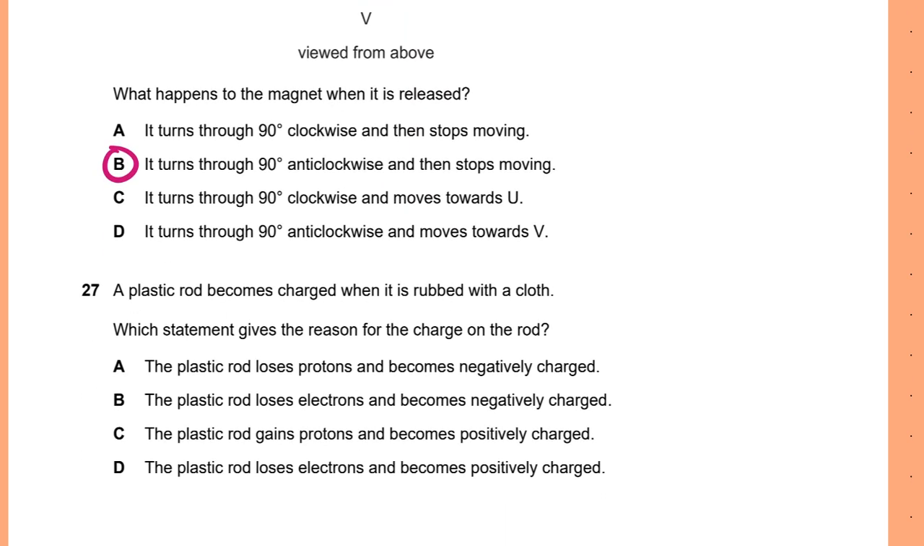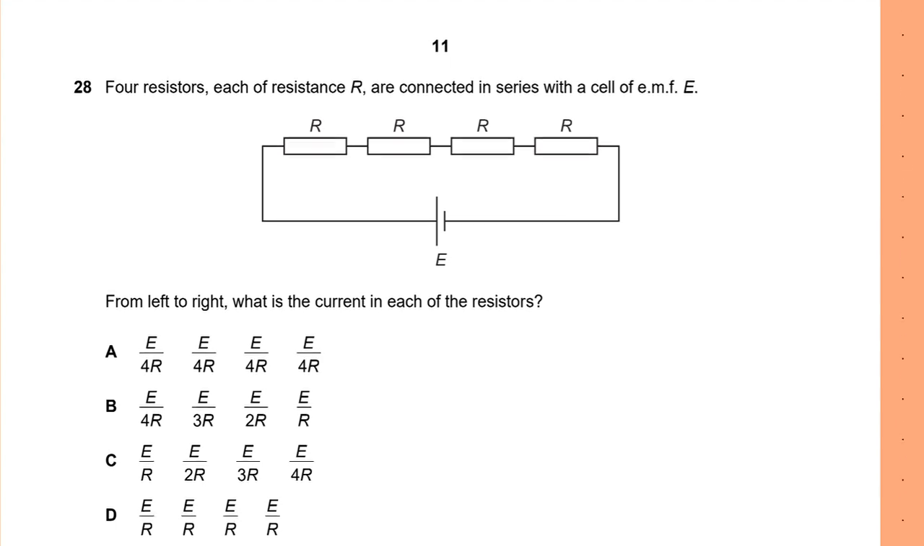27, a plastic rod becomes charged when it is rubbed with a cloth. Which statement gives the reason for the charge on the rod? So that's because one of them loses electrons and the other one gains electrons. The plastic loses protons, not true. Plastic loses electrons, so if it loses electrons, it cannot become negatively charged. It must be D, which is true, that it loses electrons and becomes positively charged.